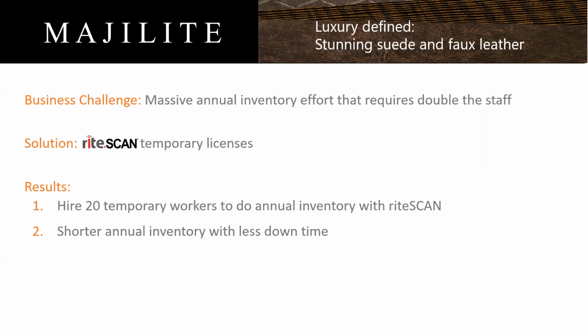One of the benefits that they found with riteSCAN was that it was so easy to use, they could train temporary employees in less than 30 minutes. So MAJILITE actually purchases riteSCAN temporary licenses just for this specific time of the year when they're going through this stock take to do their annual inventory using riteSCAN. This really allows them to get more people on the floor at the same time and shorten that annual inventory and reduce their downtime from that perspective.